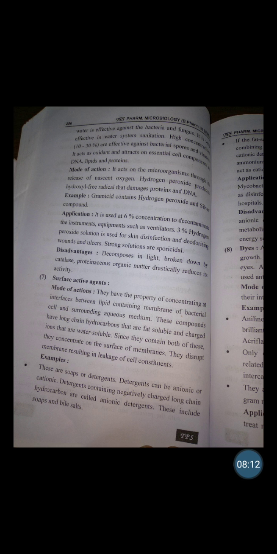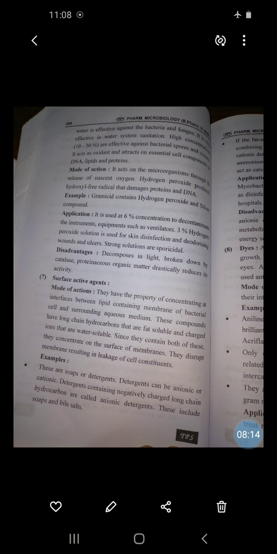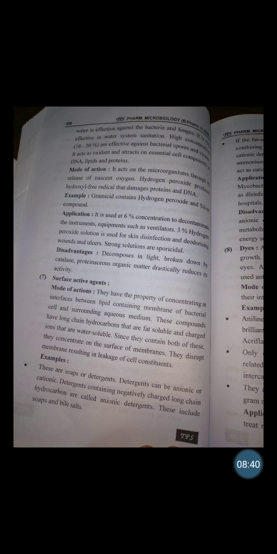Next, that is surface active agents. The mode of action: they have the property of concentrating at the interface between the lipid-containing membrane of the bacterial cell and the surrounding aqueous medium. These compounds have long-chain hydrocarbons that are fat soluble and charged ions that are water soluble.